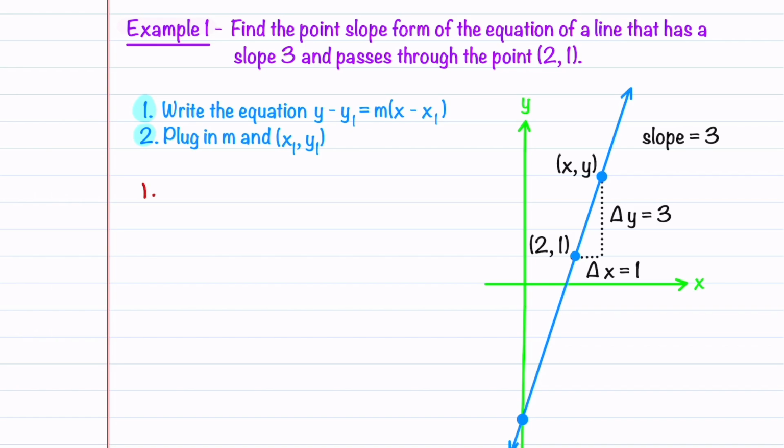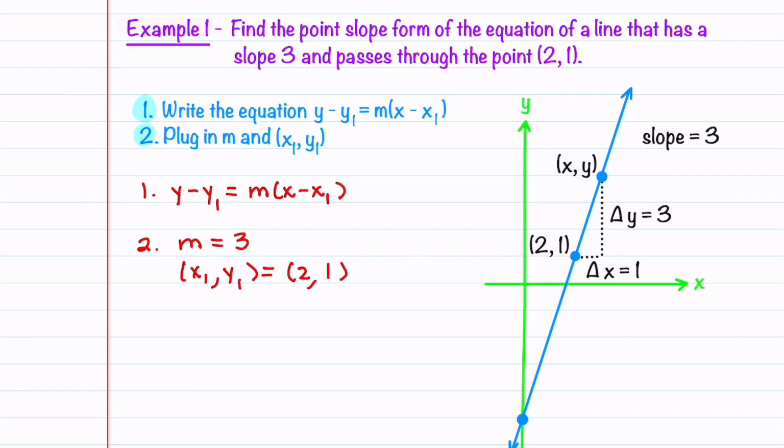Let's write down our equation. We have y − y1 = m(x − x1). We'll then plug in our slope, so our m is equal to 3, and our point (x1, y1) is equal to (2, 1). Let's now plug these into our equation. So we have y − y1, which is equal to 1, is equal to our slope, which is 3, times x − x1, and x1 is equal to 2. And this is our equation in point-slope form.